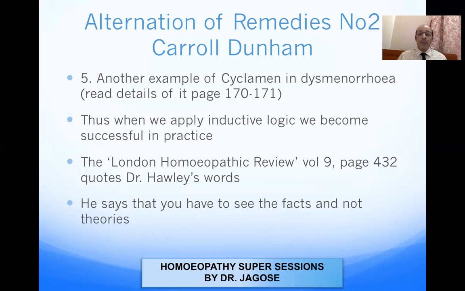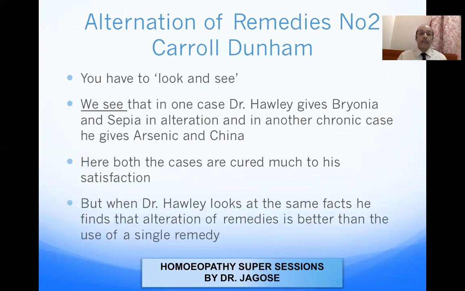The London Homeopathy Review, volume 9, page 432, quotes Dr. Halley's words. He says that you have to see the facts and not theories. You have to look and see. We see that in one case, Dr. Halley gives Bryonia and Sepia in alternation, and in another case, he gives Arsenic and China. Here, both the cases are cured, much to his satisfaction. But when Dr. Halley looks at the same fact, he finds that alternation of remedies is better than the use of a single remedy. So this is his opinion.